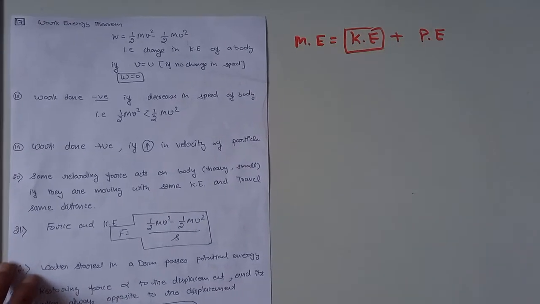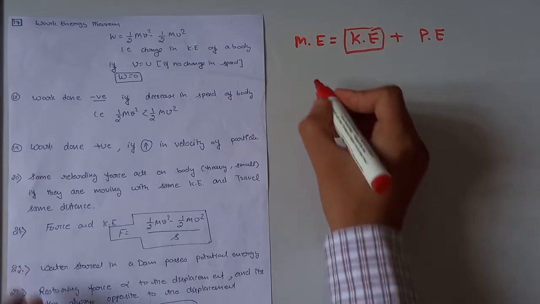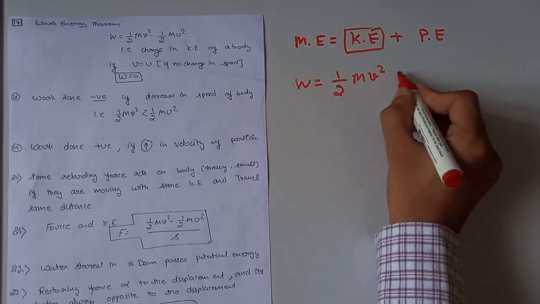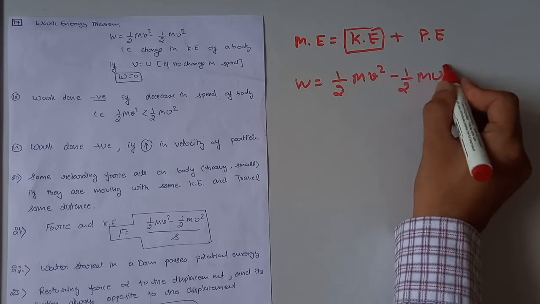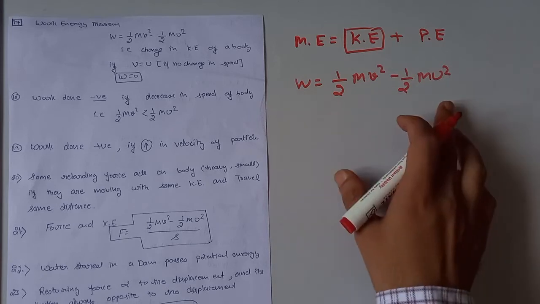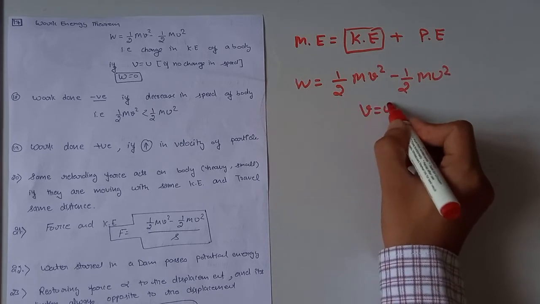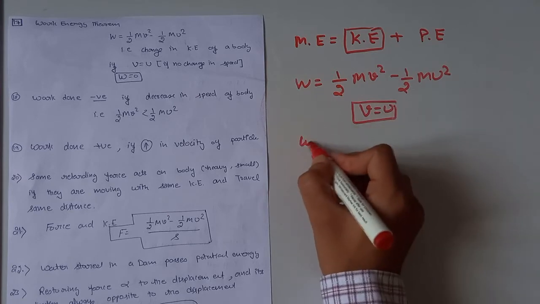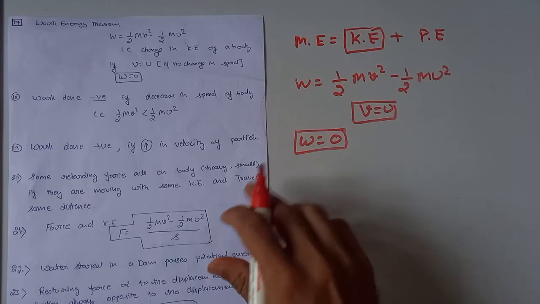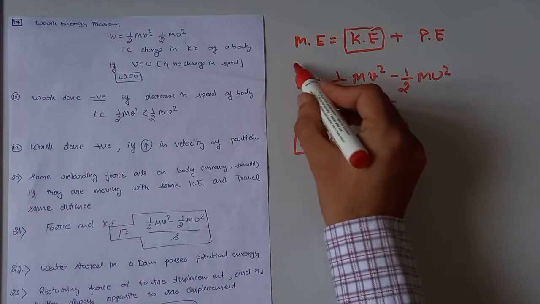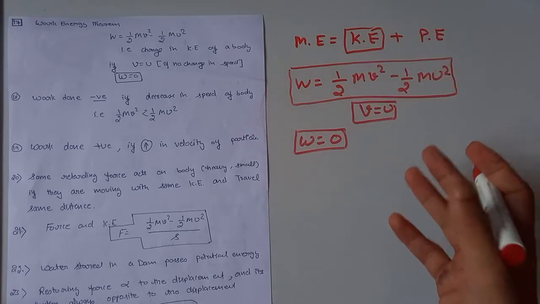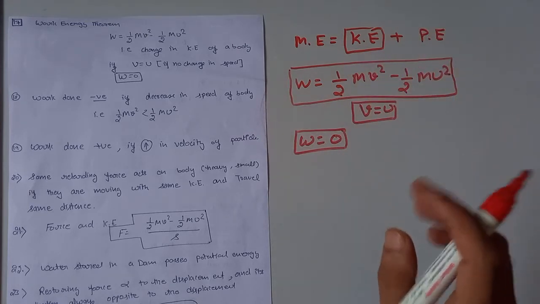Now, next, the work energy theorem. Work energy theorem is given by half of mv square minus half of mu square, that is the change in kinetic energy of a body. If there is no change in speed of the body, then the work done is equal to 0. This is the work energy theorem. This formula is important. Later on, we will do some numericals on the basis of these formulas.